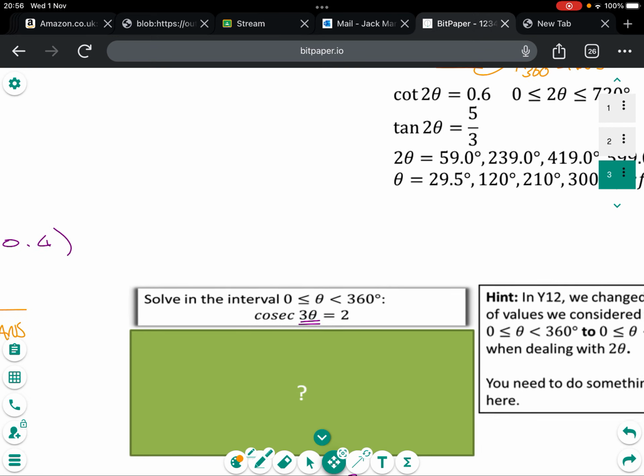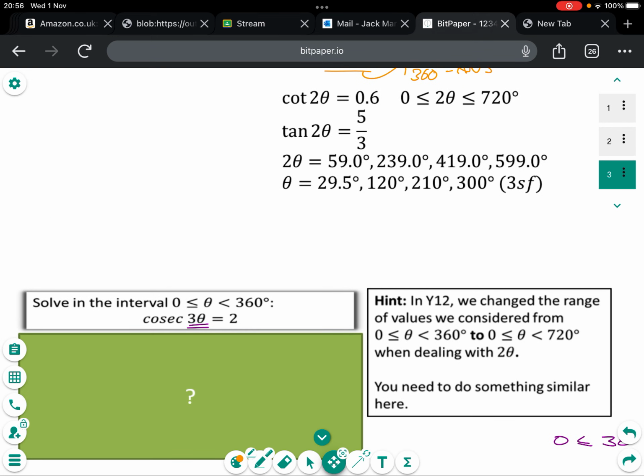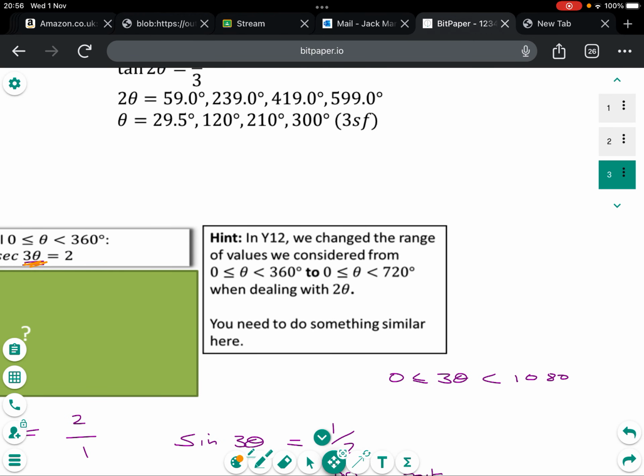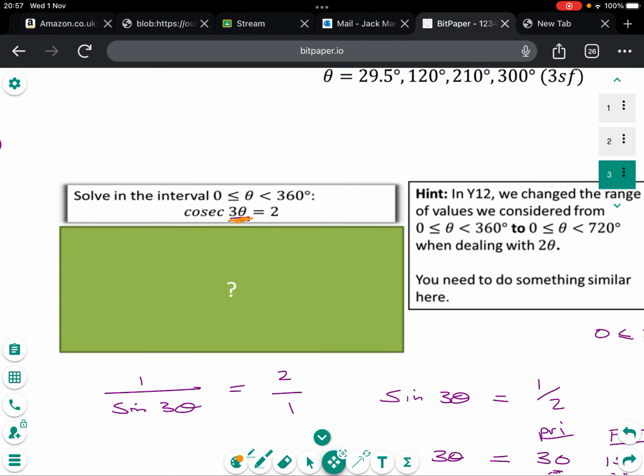Now, we're going to try a harder one, but I'd encourage you first to have a go for yourself. Watch out for the fact that it's 3 theta. So pause the video and have a go. Assuming you've now done that, let's have a look at the answer. So you're going to want to look for values between 0 and 1080, because that's 3 theta. The third letter there, that's S, so we want sine. Then we move to this step here, sine 3 theta equals a half.